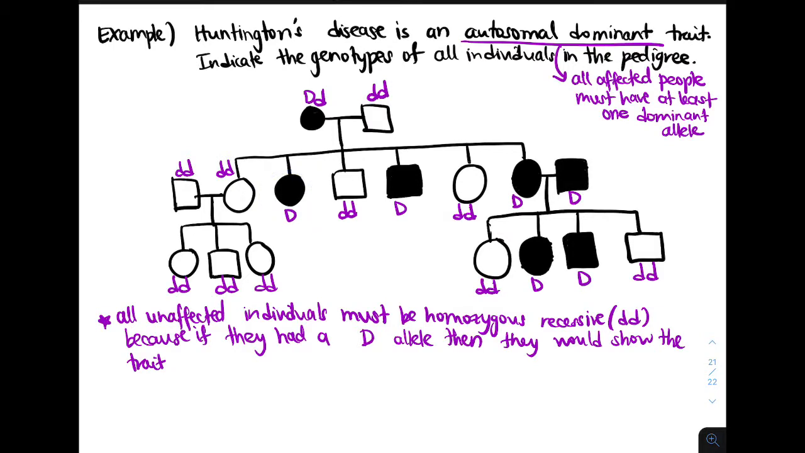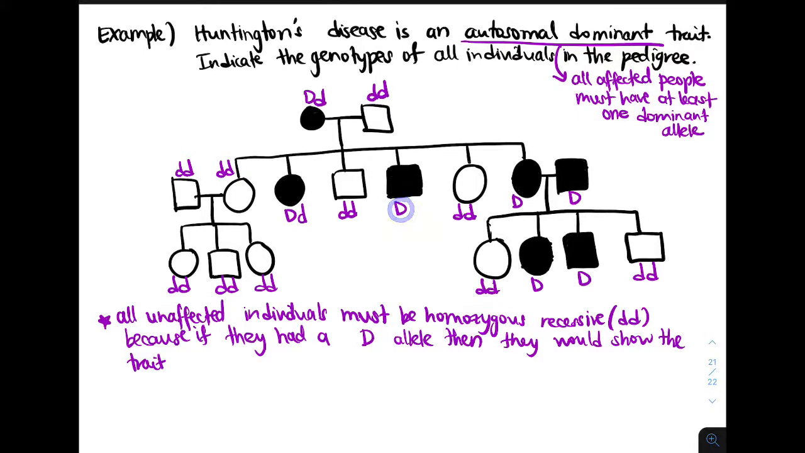Let's now look at this female daughter. We know that she has a big D that she must have received from her mother, because her mother is the only one that is affected. And since her father only has little d alleles, she must have received that from her father. Therefore, she is also heterozygous.